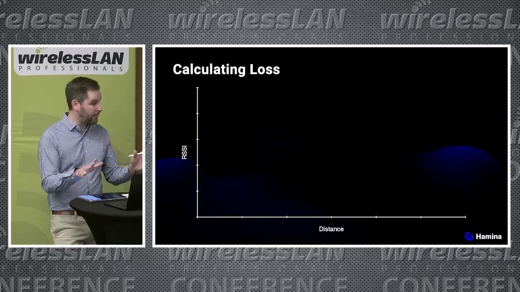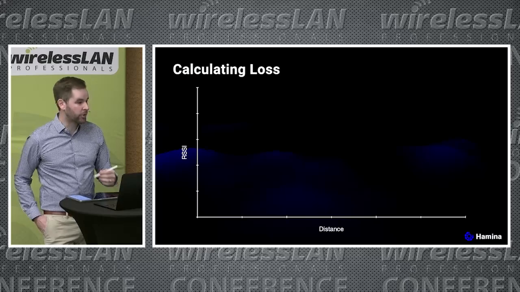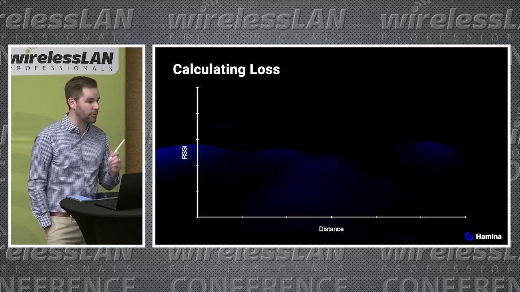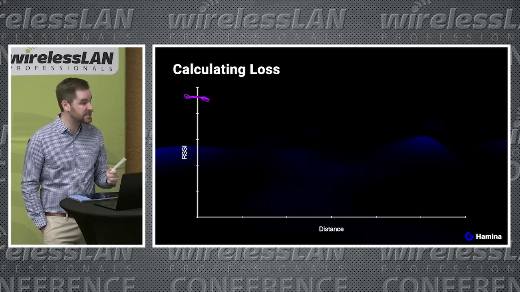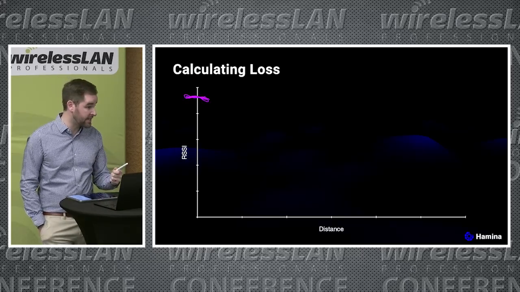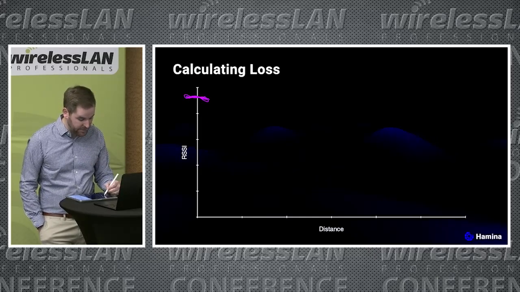So, real quick primer on how you generate a heat map in a predictive model: we're going to use a few different things to calculate loss. That's one of the biggest things that we're going to do. We're going to start with the transmit power of the AP and the gains and losses that come from the antenna. I'll talk about that more a little bit later on. And then we have free space path loss.